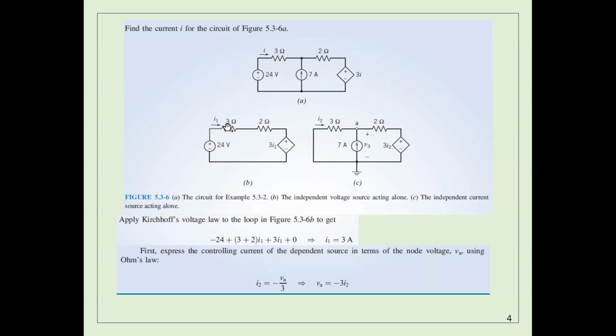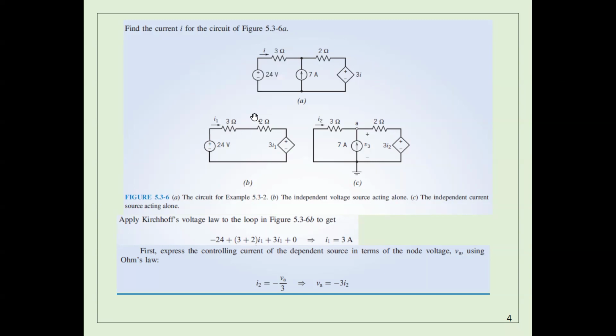So the first question, how can you calculate the current here? Okay, remember here, this one is 3I. So I is the current flowing here, okay? So in this case, this one should be 3I1 because the current here is I1. Here in this case, this one is 3I2 because I2 is the current here. So again, this dependent source is actually three times the current flowing through the 3 ohm.